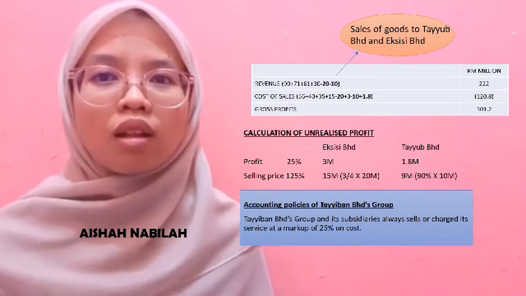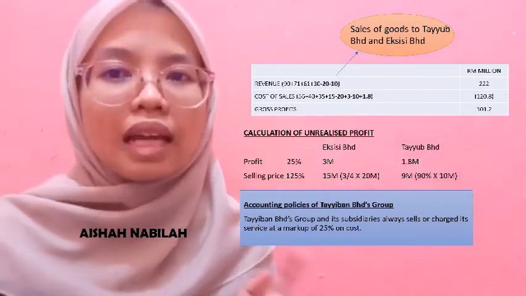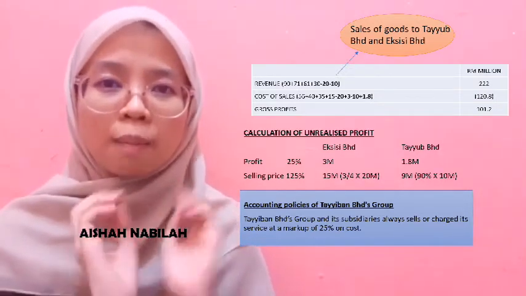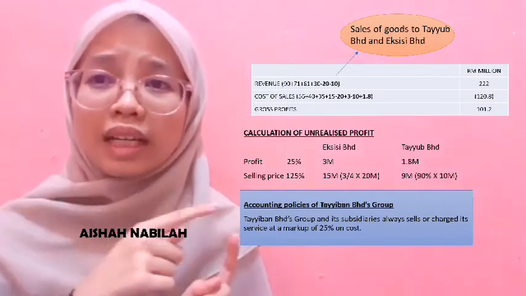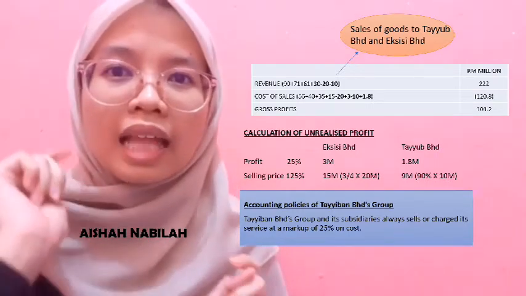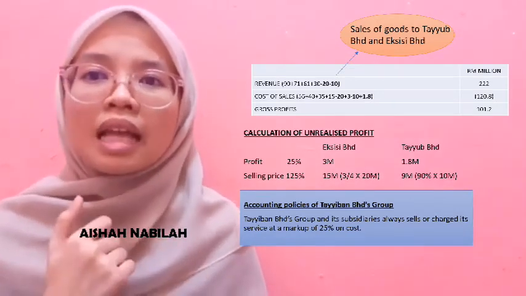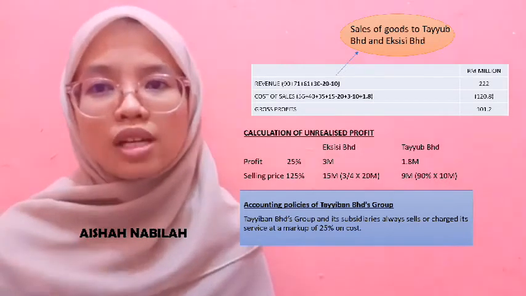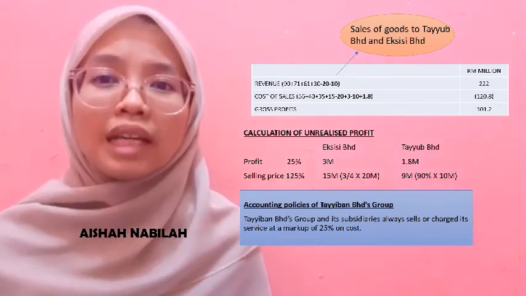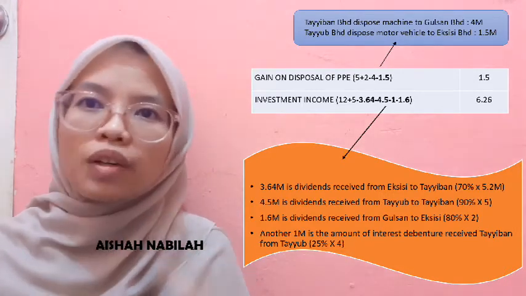Both the transactions of sale of goods between Taliban with SCC and Tayub have unrealized profits, since at the end of the financial year, the goods are still at SCC and Tayub and are not sold to a third party. So the calculation of the amount I've already put in the slide. You can see it here. This is how we calculate the URP for Tayub and SCC for sales of goods. So next, the reason we are using the percentage of 25% for calculation of profit is because it is stated in the question that Taliban Group and its subsidiary always sell or charge their service at a markup of 25% on cost. So we'll get the gross profit amounting to 101.2 million after we subtract the revenue and the cost of sales. Result of PPE, the adjustment is a subtraction of 4 million and 1.5 million.